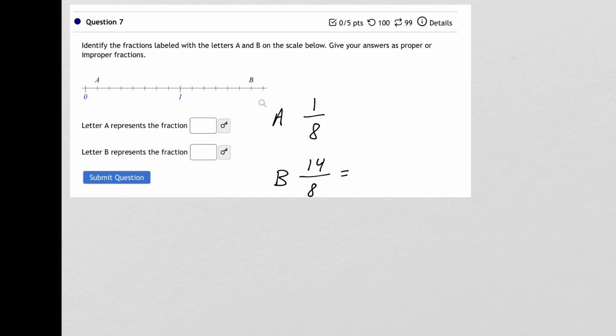Two definitely goes into both of them, right? So this will be 7 out of 4. So B represents the fraction 7/4, right? And it makes sense.